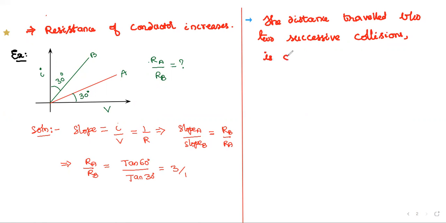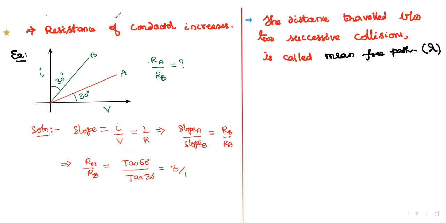is called, does anyone remember this name from kinetic theory, Nana? Don't know? It is called the mean free path, represented with the letter lambda.